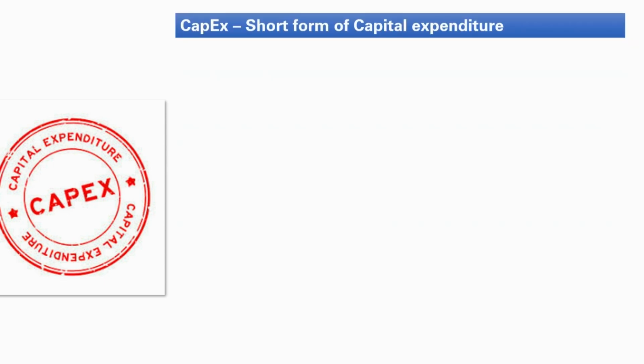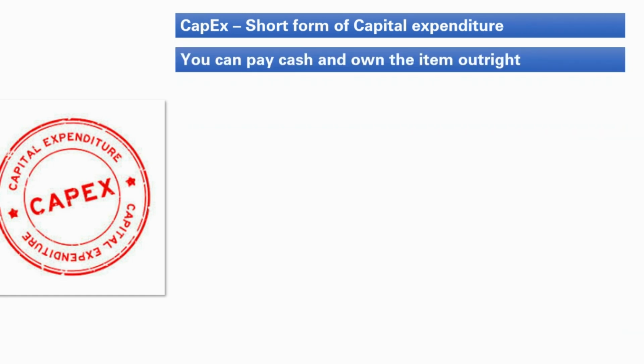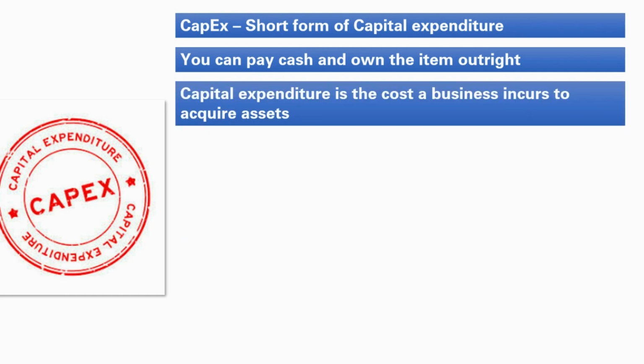Let us start with the CapEx. What is CapEx? CapEx stands for capital expenditure. You can pay cash and own any item outright. It may be a building or a server or a laptop of your choice. Capital expenditure is a cost to a business which is incurred to acquire an asset, like the building as I mentioned earlier.